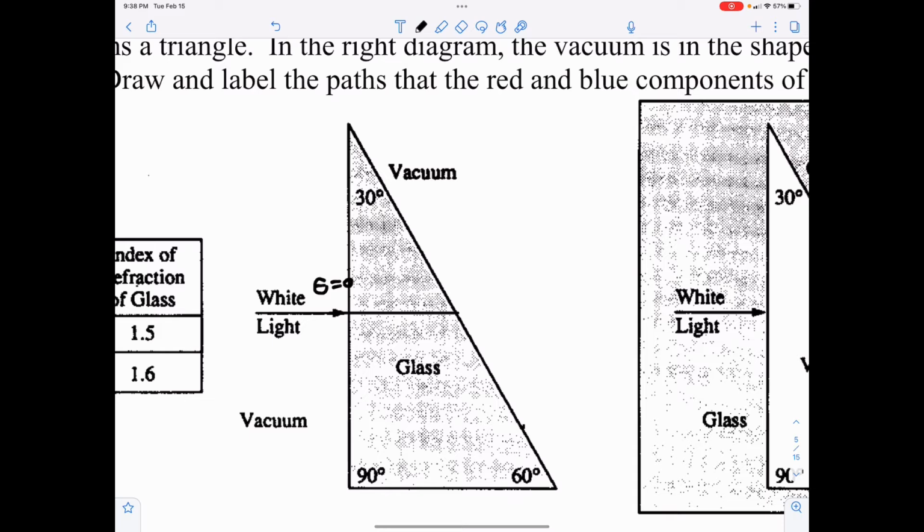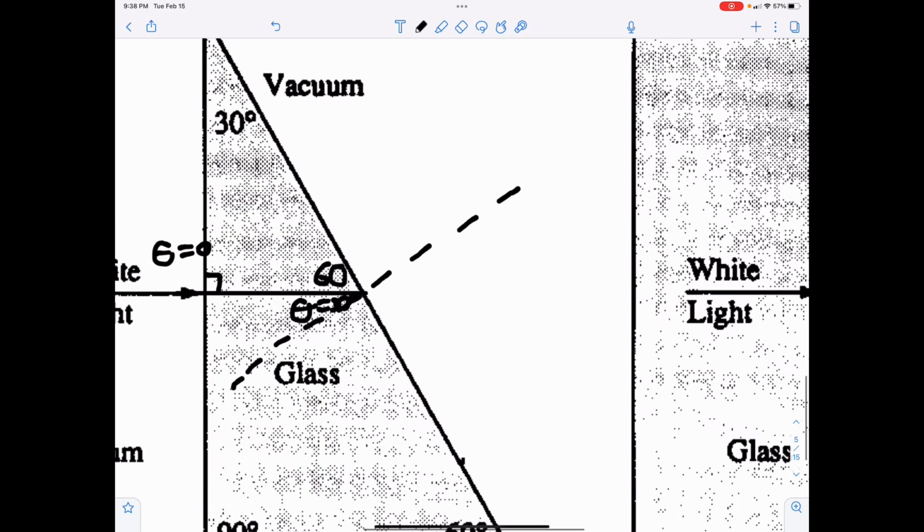Now, at this point right here is where you have the exiting rays of light. Okay, that's where it's going to come from. Now, if this is a 90-degree angle, that makes this 60. That makes this 30 degrees also. Okay. Now, what's going to happen is, if I were to keep going with a dashed line right here, this is going to be 30 degrees, the same as this angle right here.